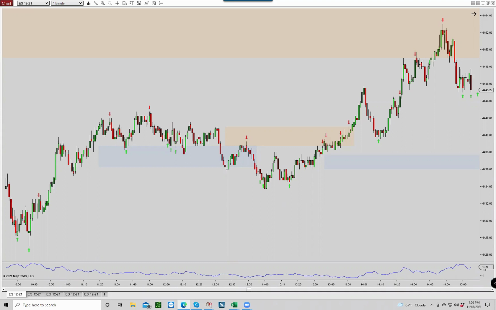So I used to sit in front of a computer all day long looking at the charts, and it really burned me out. I was ready for a change, so I transitioned out of that, and I actually started swing trading.